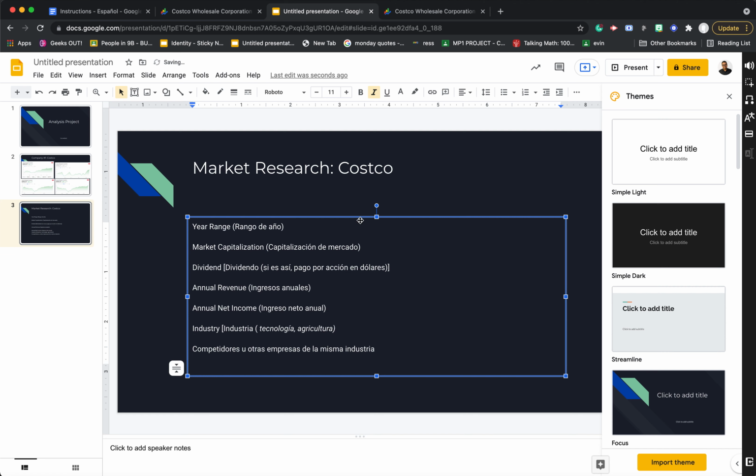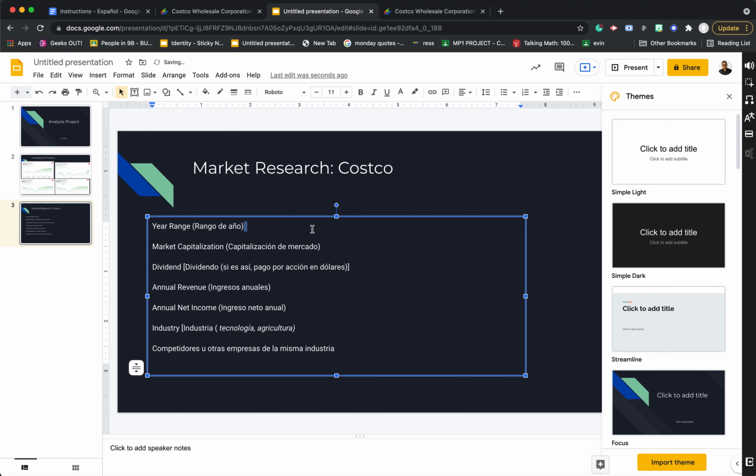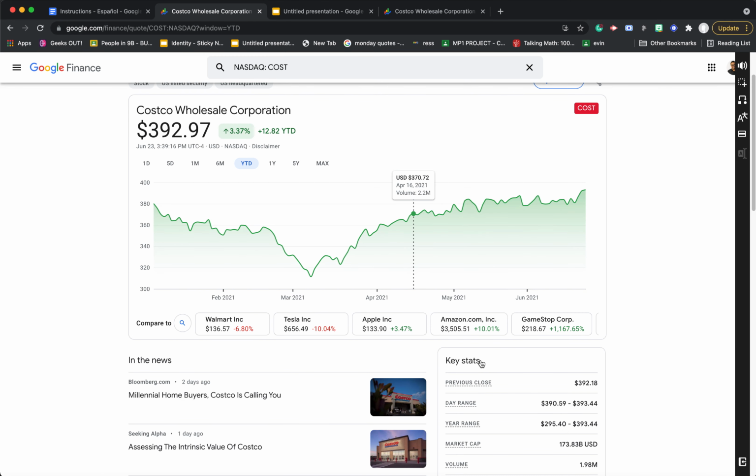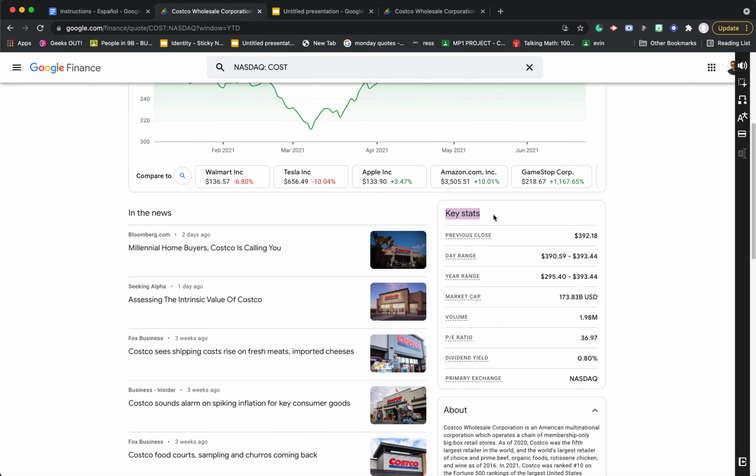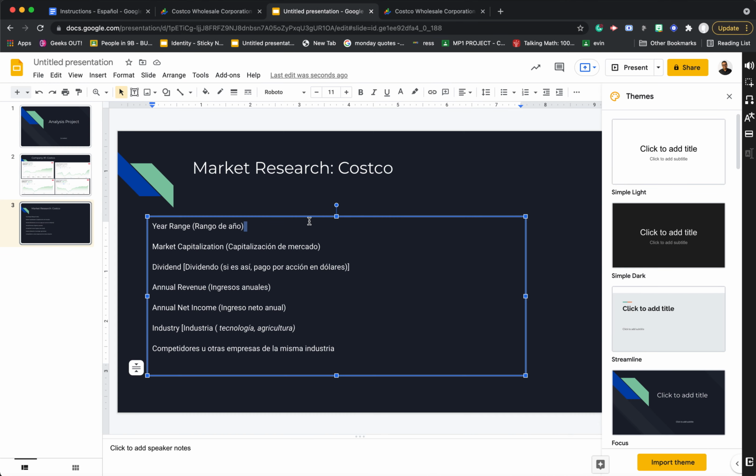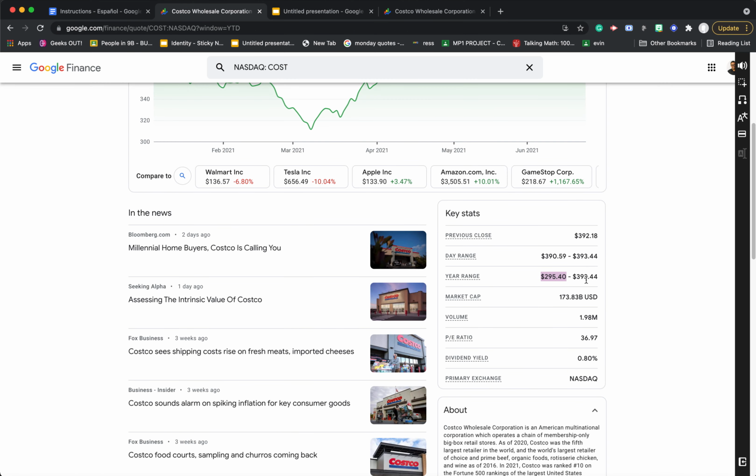For the year range, we find it right here in the key stats. The lowest number was $295.40. You could say lowest and just put in $295.40, sorry. And then the highest was $393.44.